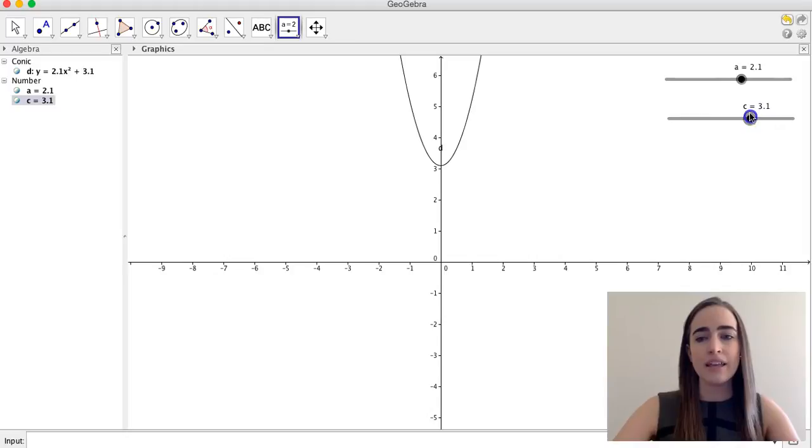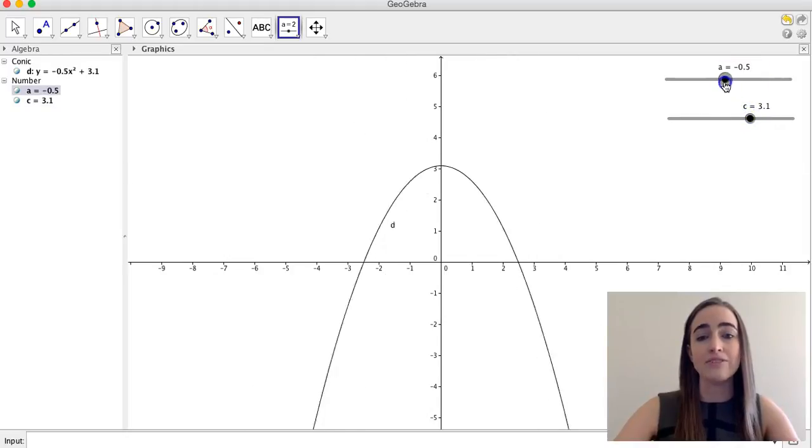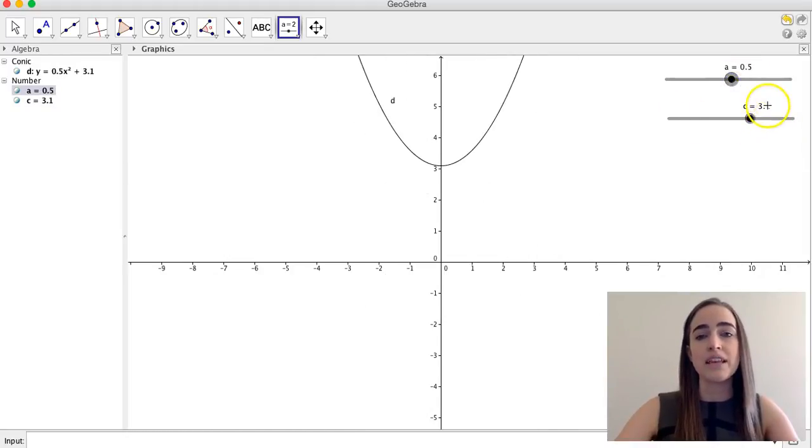So we can see from these what effect these different numbers have on our parabolas. One moves it up and down, and one tells us the steepness of that parabola.